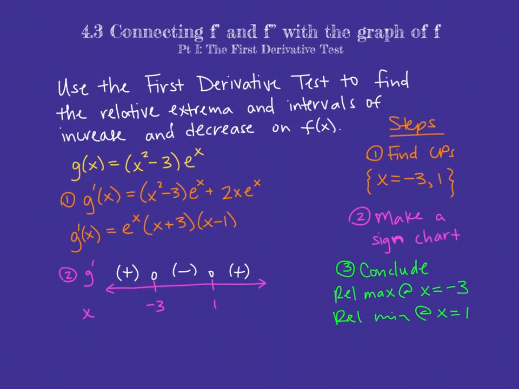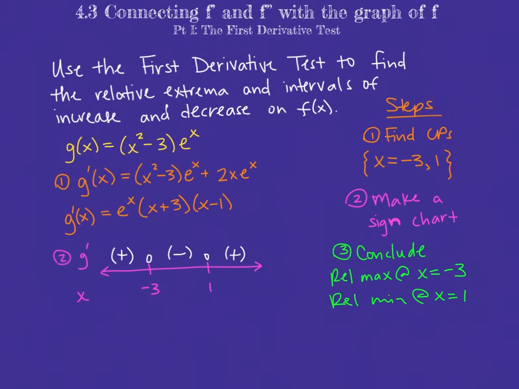Lastly, our function is increasing and decreasing wherever the first derivative is positive or negative, respectively. So g of x, our original function, increases where the first derivative is positive. So our original function's increasing from negative infinity to negative 3, and also from 1 to infinity. Our original function g is decreasing where g prime is negative, which is from negative 3 to 1.